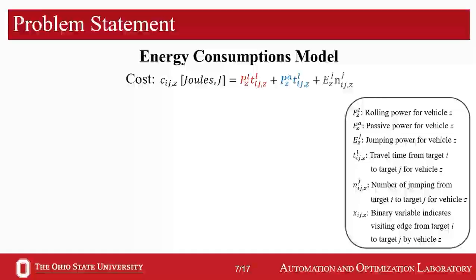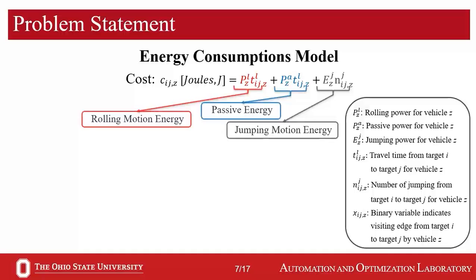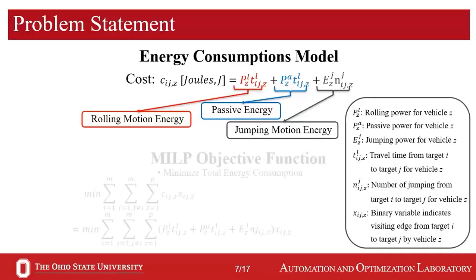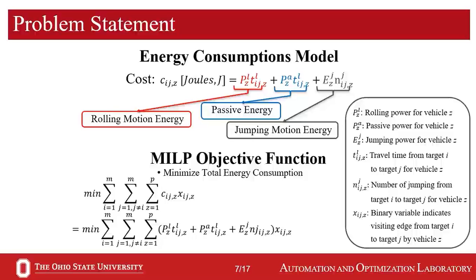As each rover has a different jumping capability, the energy cost of each rover is the sum of rolling motion energy consumption, jumping motion energy consumption, and passive energy consumption. While rovers are visiting assigned targets, the jumping rover team should select the path with minimal energy consumption. Therefore, we need to minimize total energy consumption for all rovers during the mission window. This objective function is a product of the cost of each segment and the associated binary variable representing the selected visiting edge. The cost of each segment will be calculated with the refined RRT star process, and the binary variables will be determined by the MILP solver.